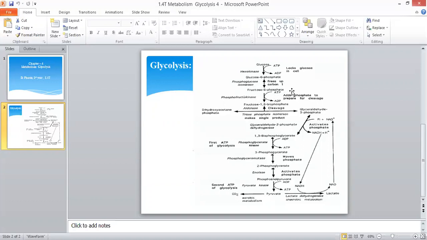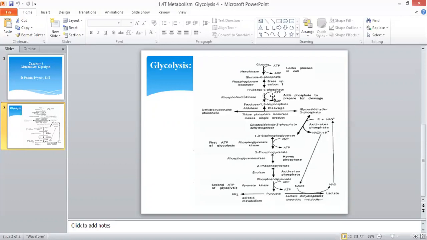Now, the second step, glucose 6-phosphate to fructose 6-phosphate. In this step, the reaction is catalyzed by the enzyme phosphohexose isomerase.